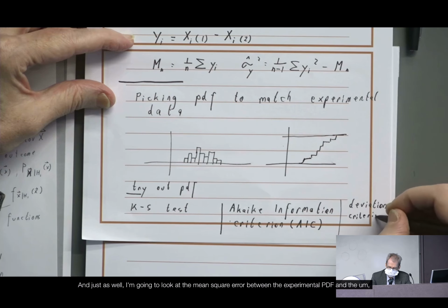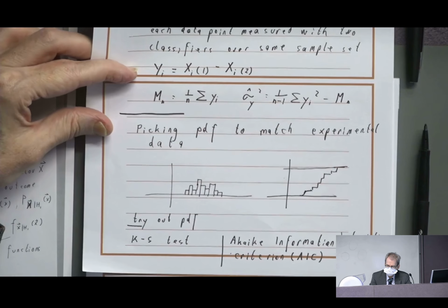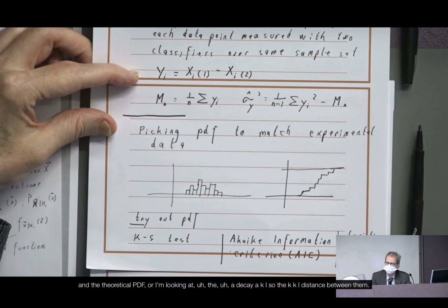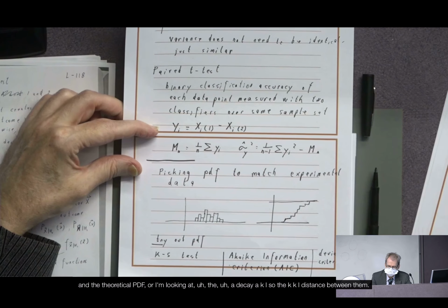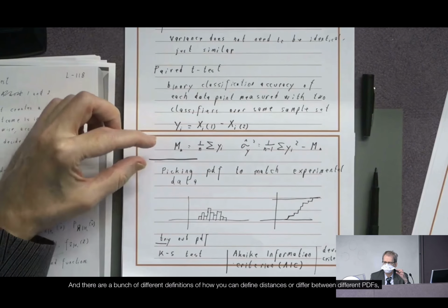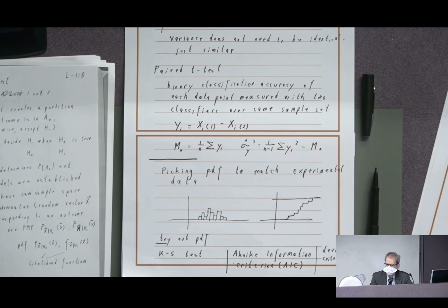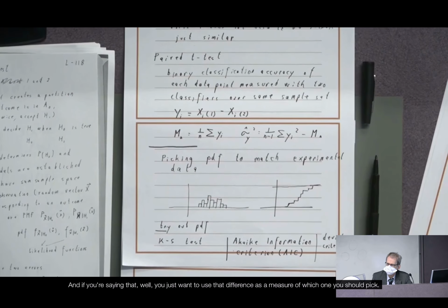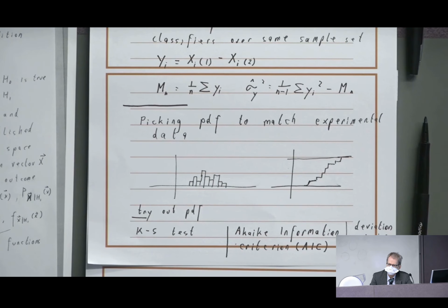There is also a third category, which just generally defines a deviation criterion. It just says, well, I'm going to look at the mean square error between the experimental PDF and the theoretical PDF, or I'm looking at the KL distance between them. There are a bunch of different definitions of how you can define distances between different PDFs, and that gives you some numerical value. The drawback of those is, how do you decide whether that numerical value is acceptable or not? And if you just want to use that difference as a measure of which one you should pick, well, you might just as well take the Akaike information criterion.